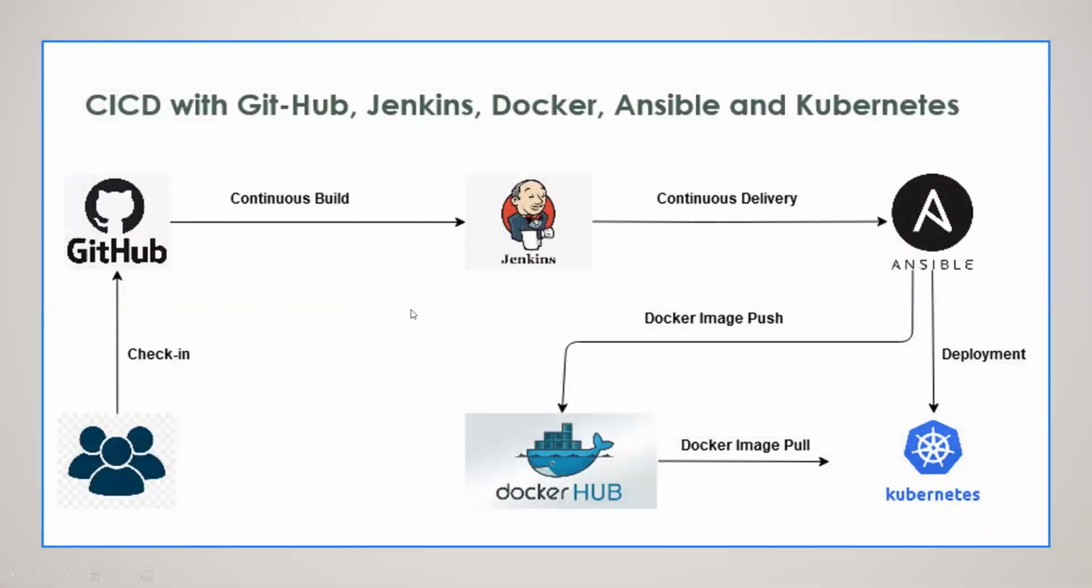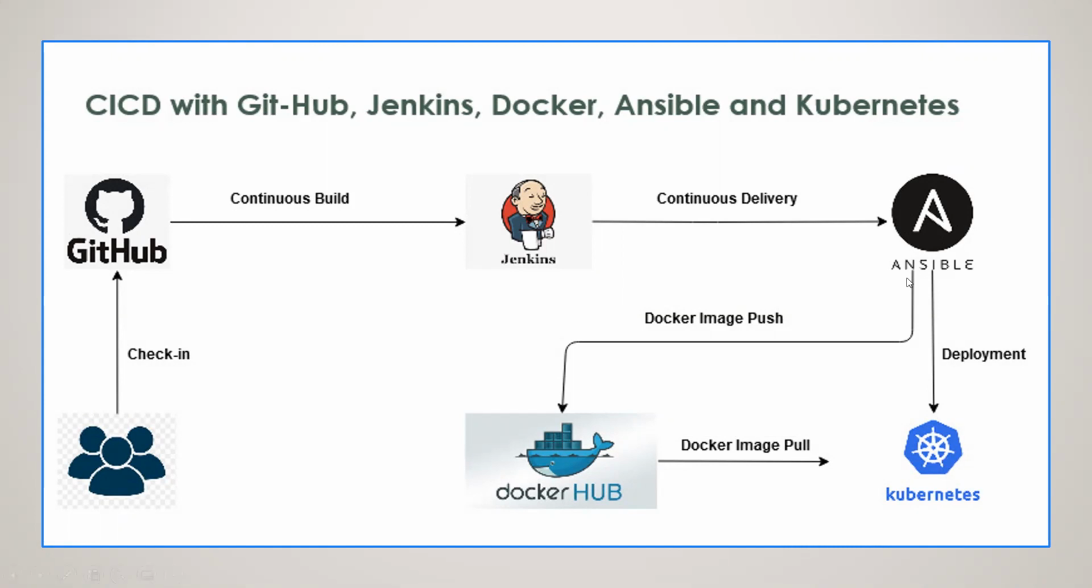Now, in this video, the user will just check in the code in GitHub, and Jenkins will create a continuous build using Maven. And here we are using Ansible. Ansible will use playbooks. It mainly uses two playbooks.